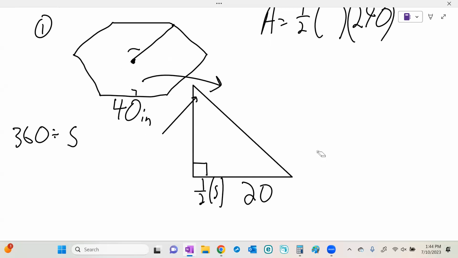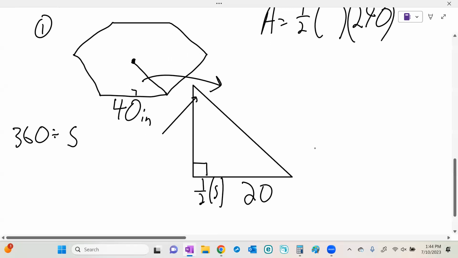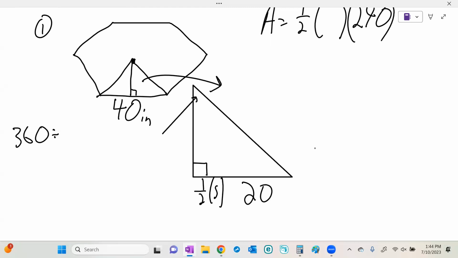Well, once we draw this line, oops, not that line. Once we draw this line, doesn't it cut that big angle in half? Do you guys see that? So really, to find this top angle in our triangle right there, you do 360 divided by twice the number of sides.